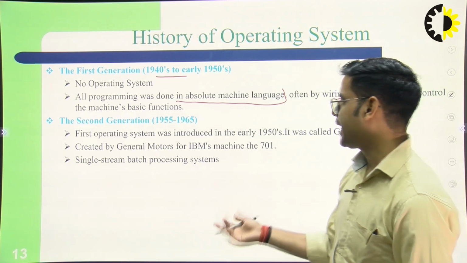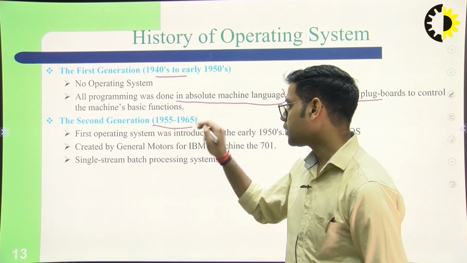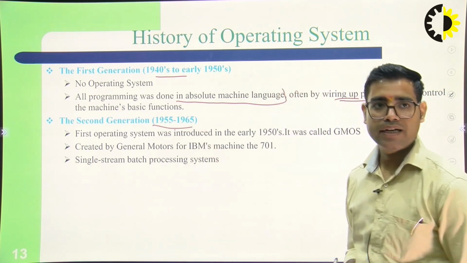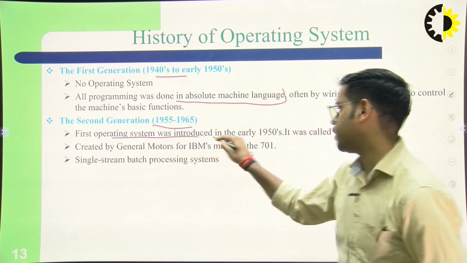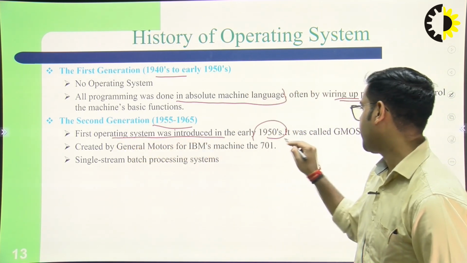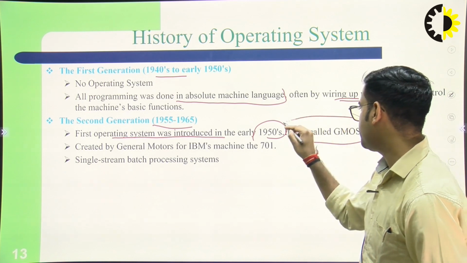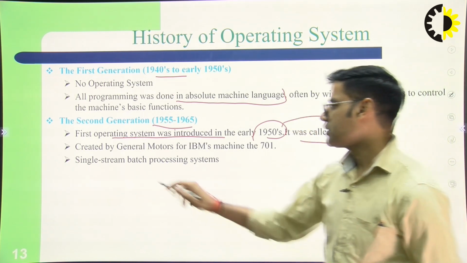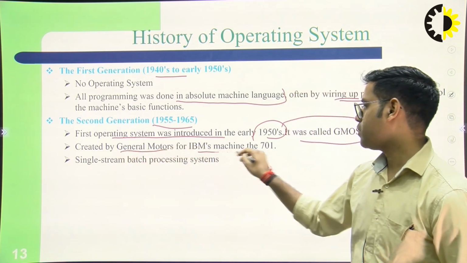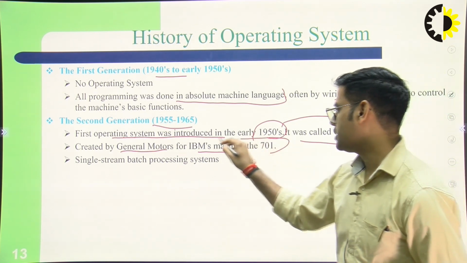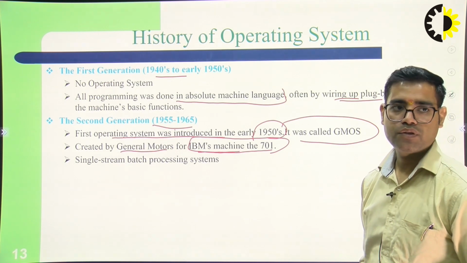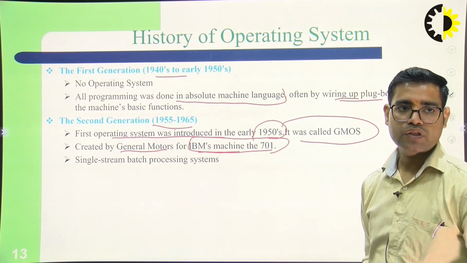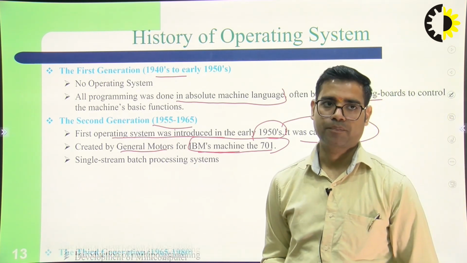The second generation comes in 1955 to 1965. Here the first operating system was introduced in the 1950s and it was called GMOS. GMOS was created by General Motors for IBM machines, the IBM 701. It is a single stream batch processing system.